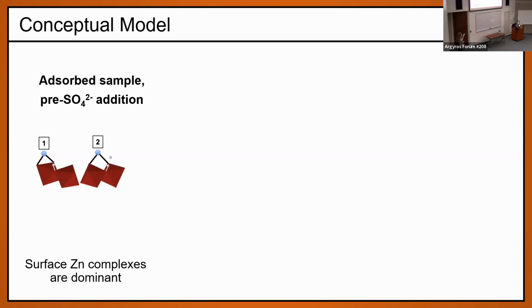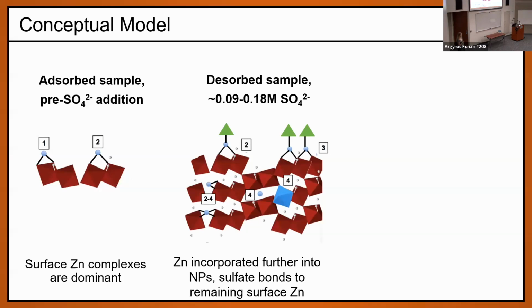And so we see mostly 1 to 2 coordinated surface complexes through our fitting. Next, when we look at the desorbed sample, we see that zinc incorporates further into the nanoparticles and sulfate bonds to the remaining surface zinc. This was determined by the ability to fit a zinc sulfur shell, which is represented by these interactions where you see iron, zinc, and then sulfate all binding together.